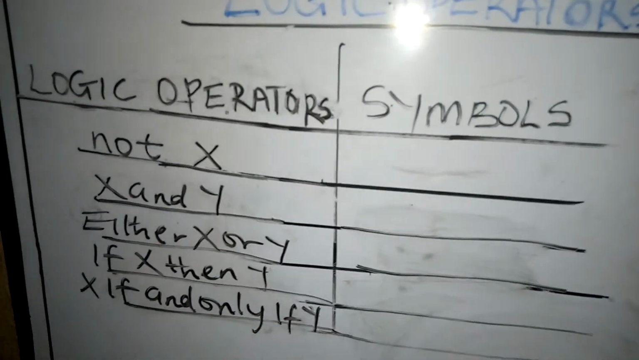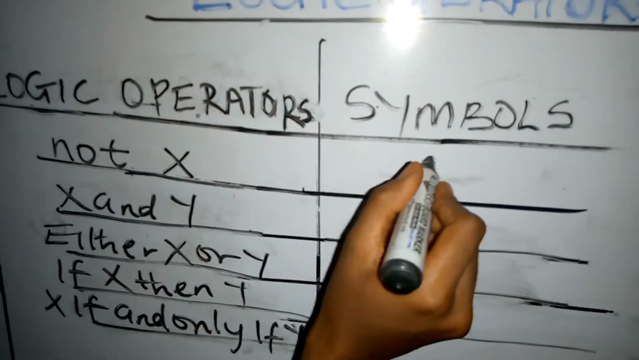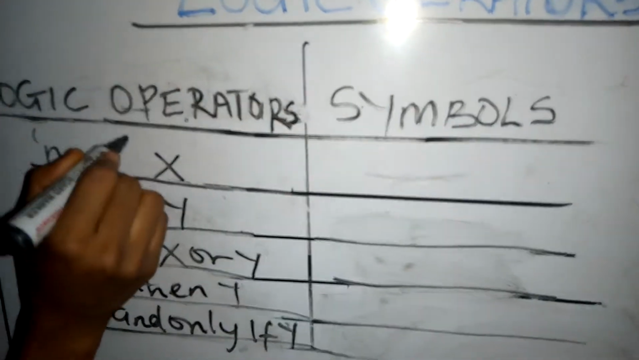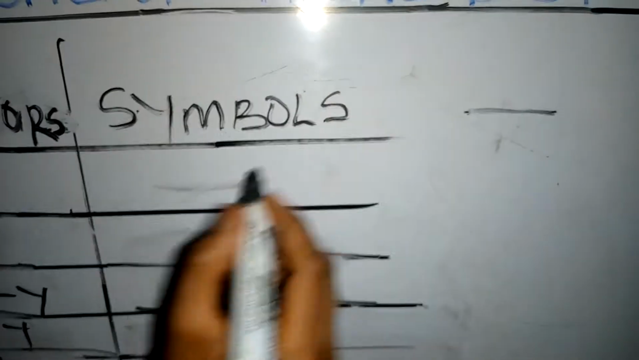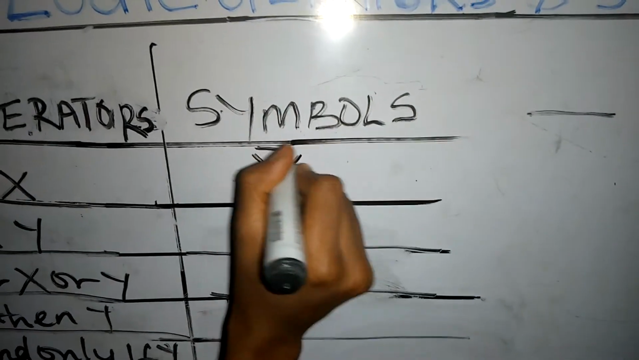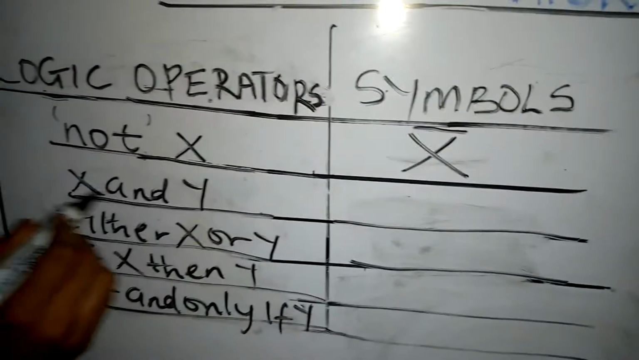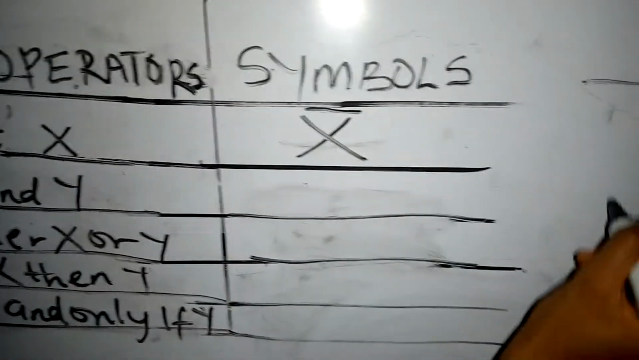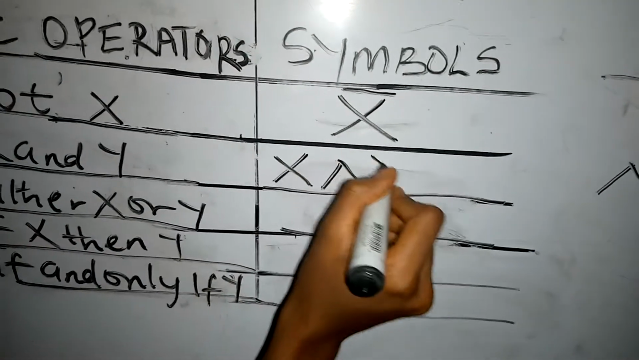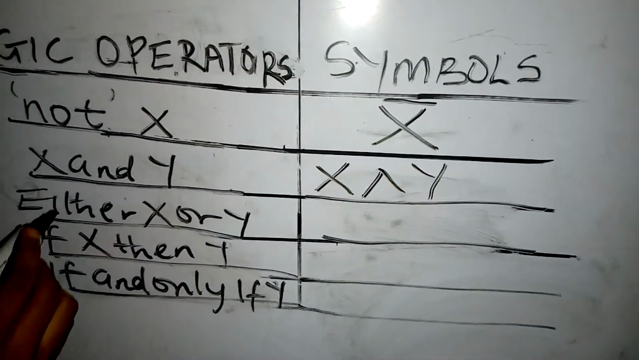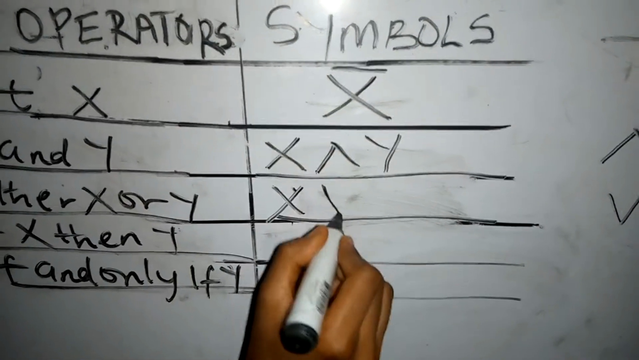Logic operations. Not x is written like this. Not itself is a dash, so not x will be x with a dash on top. And itself is written with this symbol, so x and y will be written like this. Either x or y, or is this symbol, so either x or y.